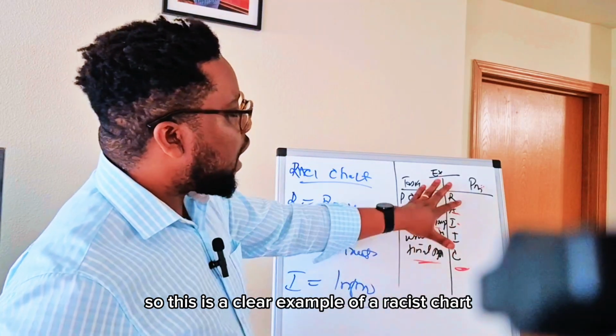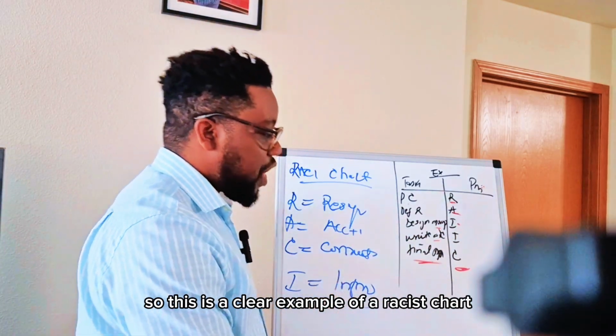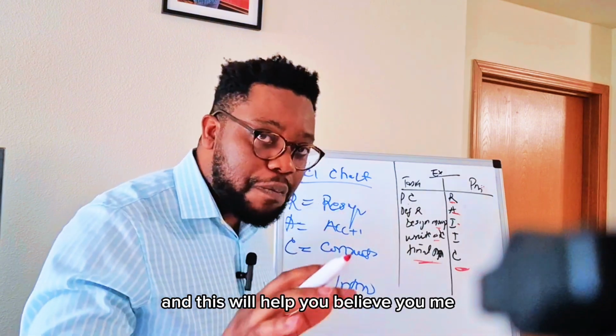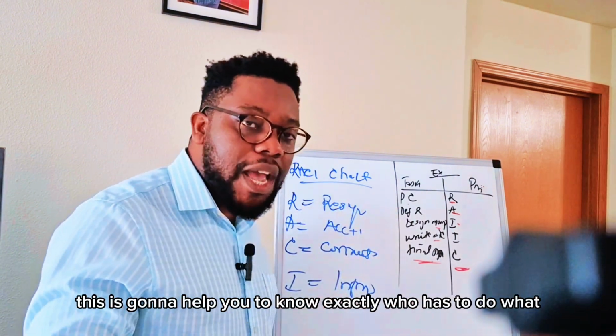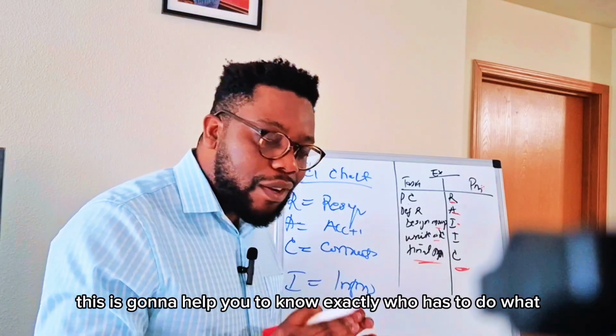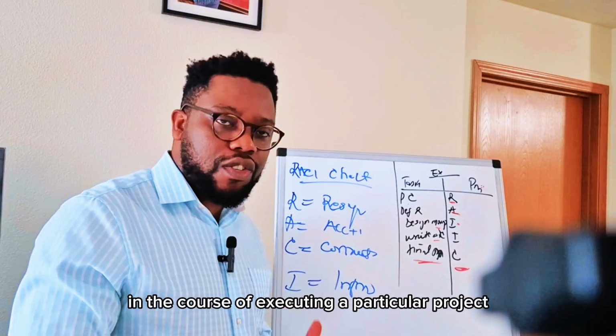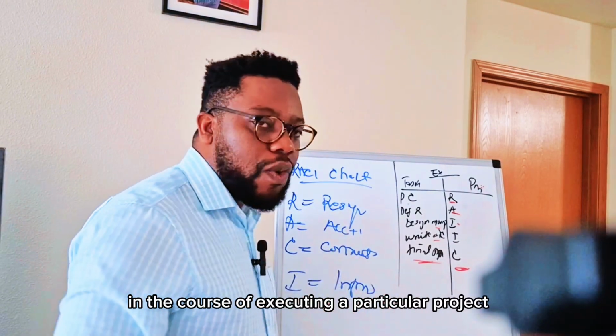So this is a clear example of a RACI chart, and this will help you. Believe you me, if you have this mapped out, this is going to help you to know exactly who has to do what in the course of executing a particular project.